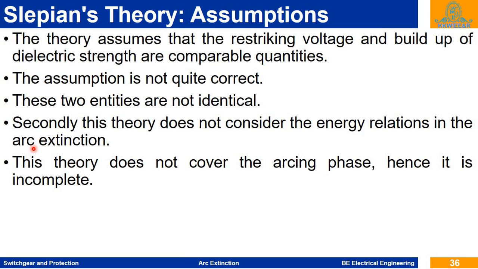So when the contacts are pressed against each other, the voltage is zero, the resistance is zero, and current is flowing. When these contacts are separated, the voltage keeps increasing, and the resistance increases. So the energy supplied to the arc is not considered. This theory does not cover the arcing phase. Hence, it is incomplete. So these are the limitations of Slepian's theory.